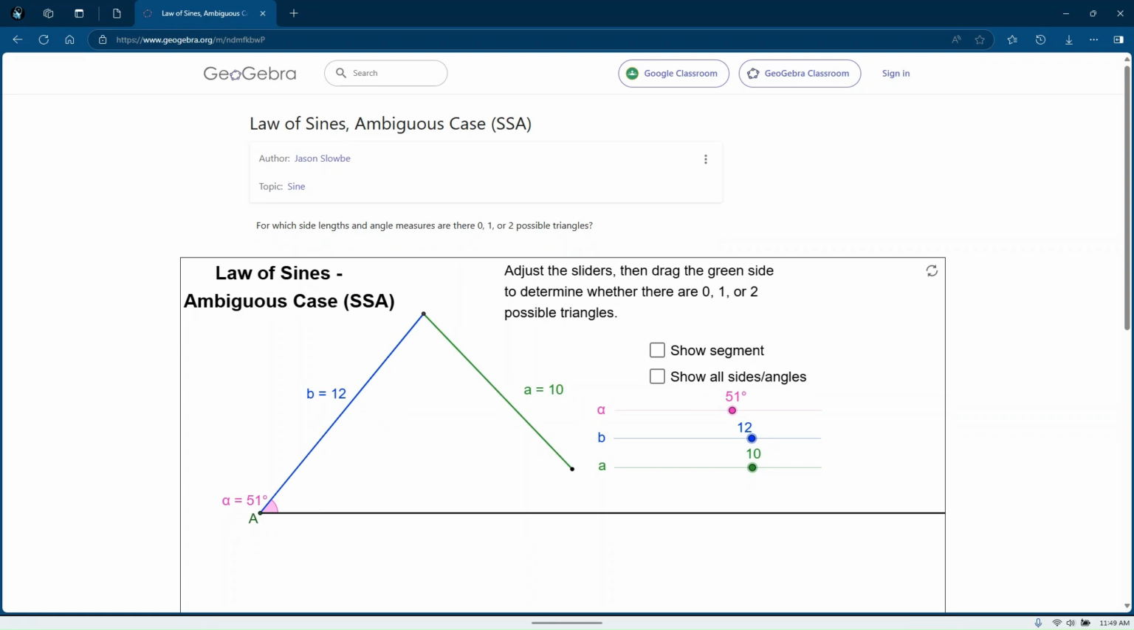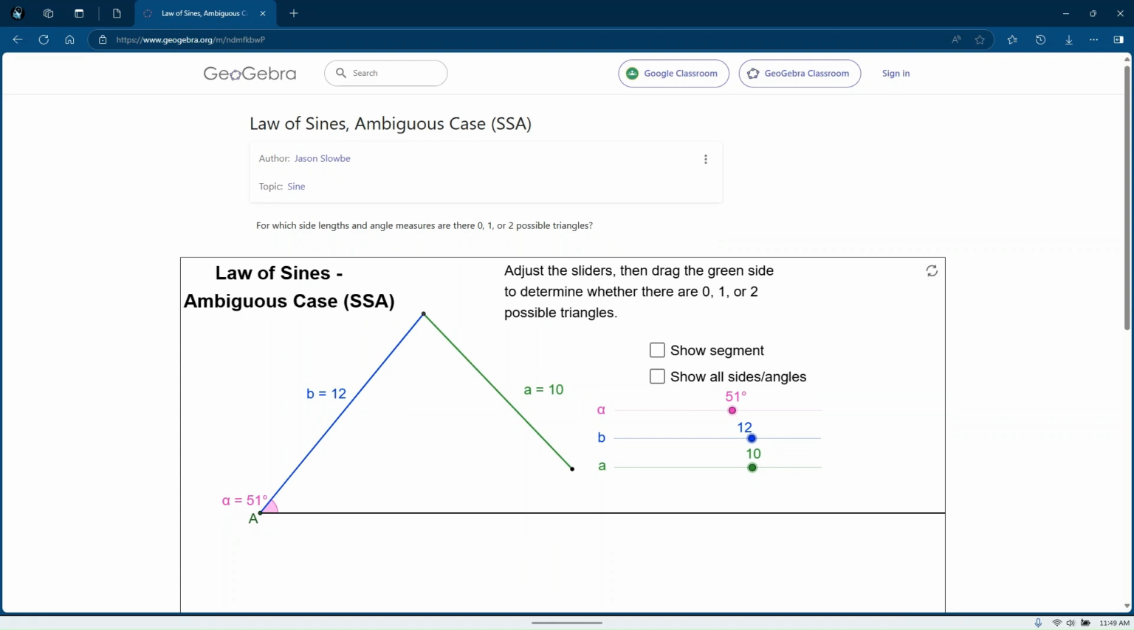When working with the law of sines, one of the cases that we run into is the side-side angle case, which we abbreviate SSA. We also refer to this as the ambiguous case because there's not necessarily one unique triangle that is represented by a given set of information.